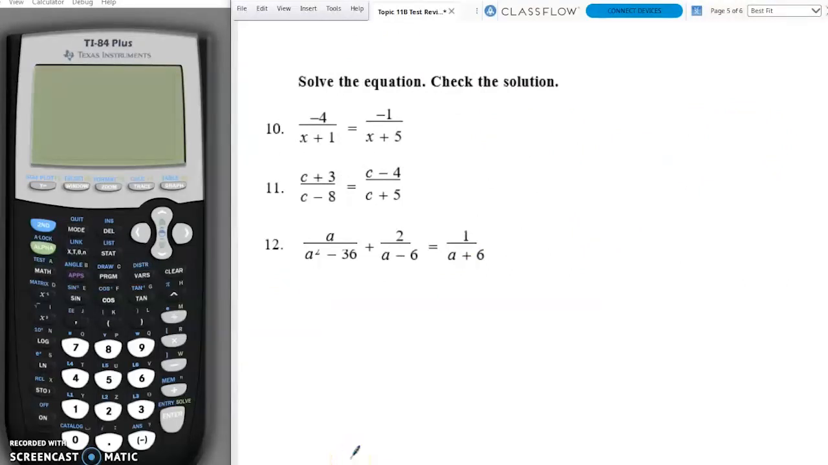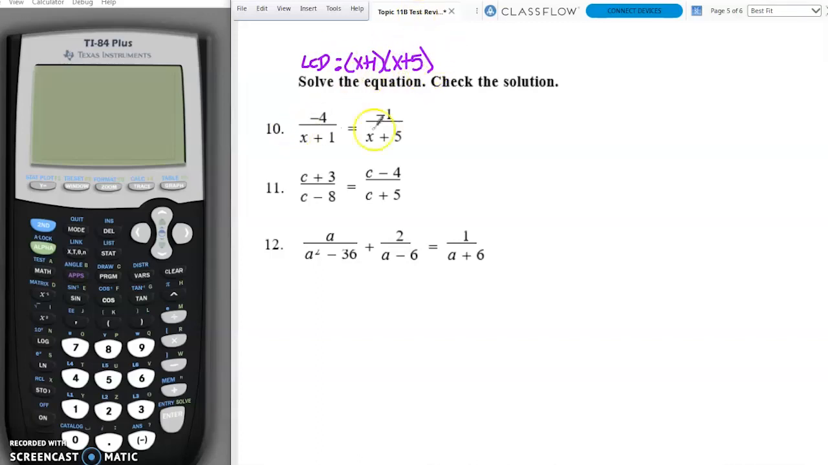Looking at 10, 11, and 12, we are solving these. So this is what we saw in topic 11.6, where we need to start by finding that least common denominator. So looking at number 10, we have negative 4 over x plus 1 is equal to negative 1 over x plus 5. So there's no factoring that needs to be done here, which again, sometimes we need to do. So what I need to do is for my least common denominator on this one, I'm just going to put the two together. It's going to be x plus 1 times x plus 5.